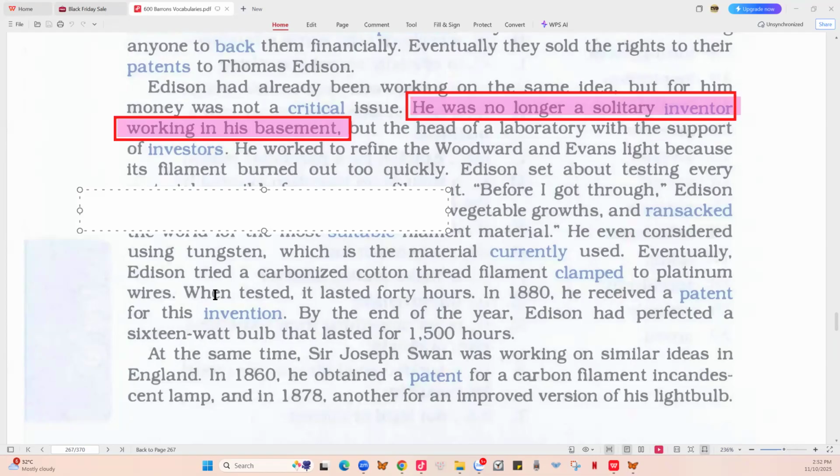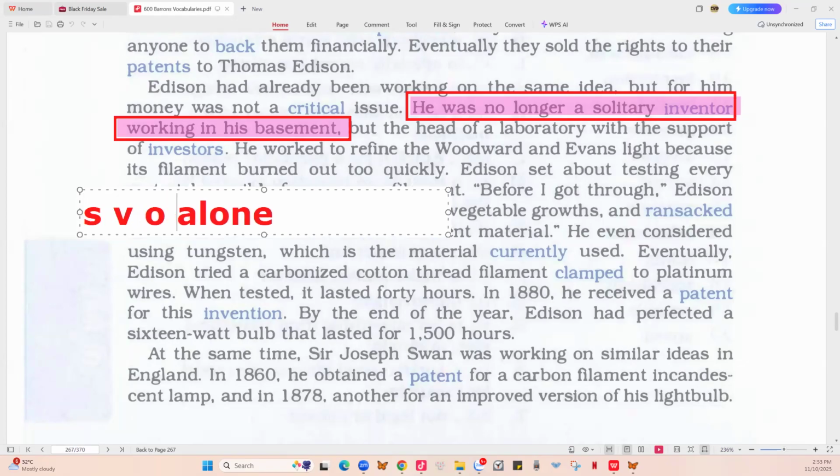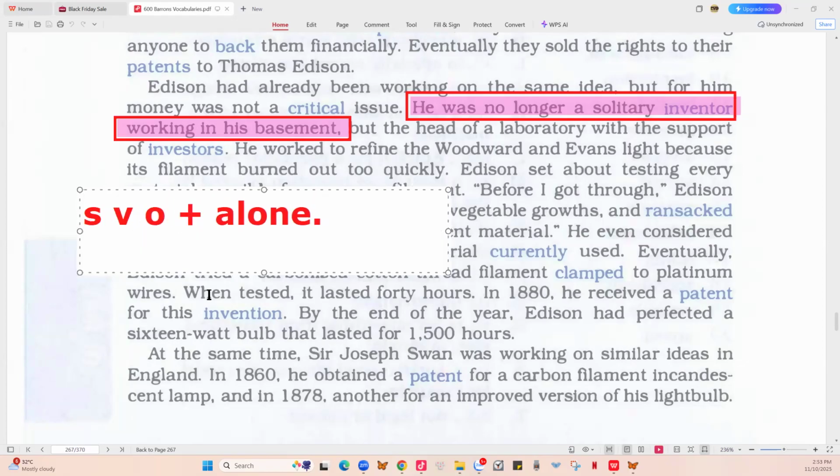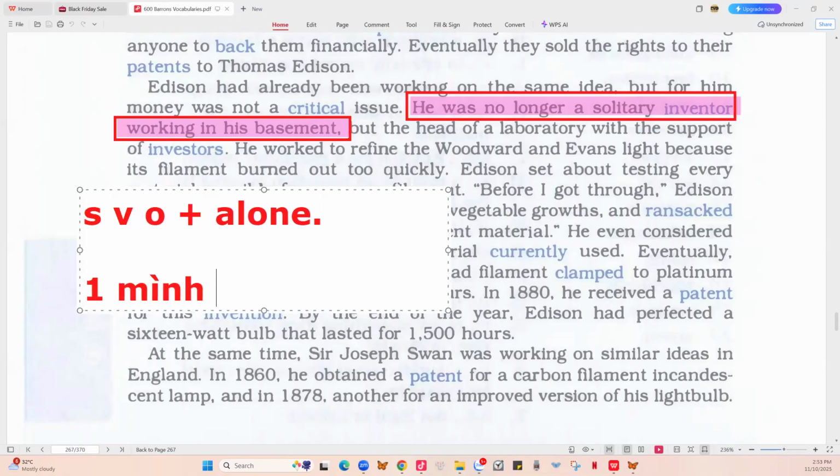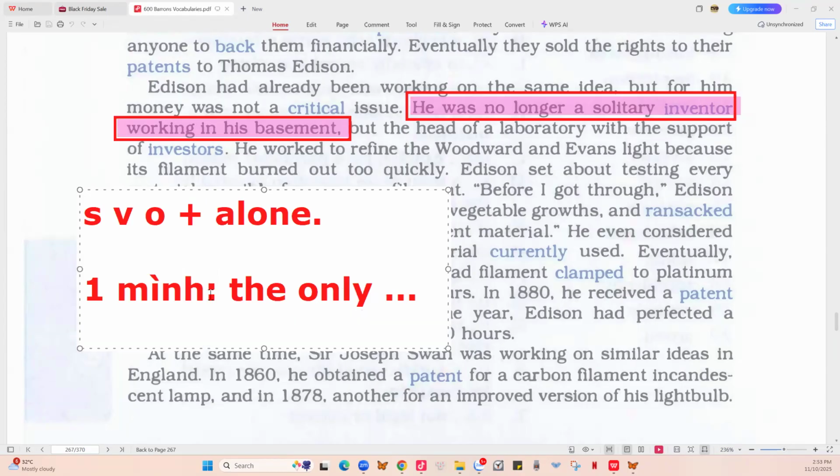Show me the sentence again, please. Let's go. Alone, okay, will always stand at the end of the sentence. And if we want to say "một mình", you think of the adjective, the word that is "only": the only student, the only teacher, the only staff, the only something. So I study alone. It's not I am an alone student. No, I am the only student in the class.